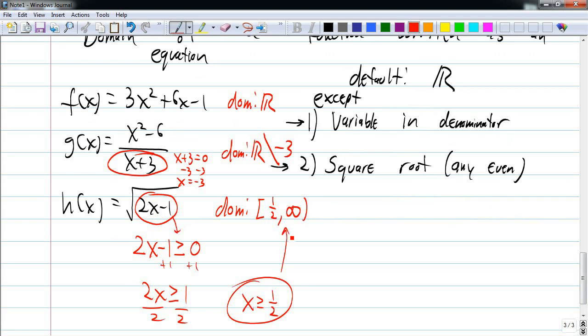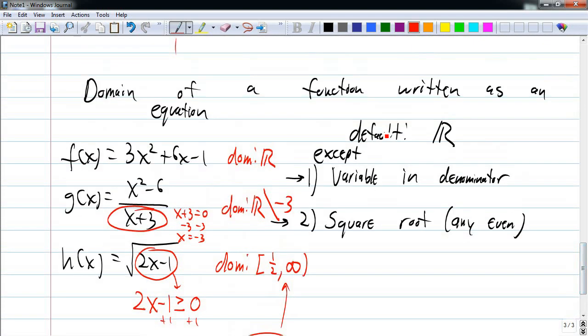Okay? So for the domain of an equation, assume that it is all reals, and these are the two things that would make you change your assumption.